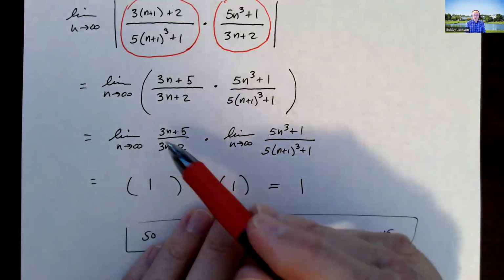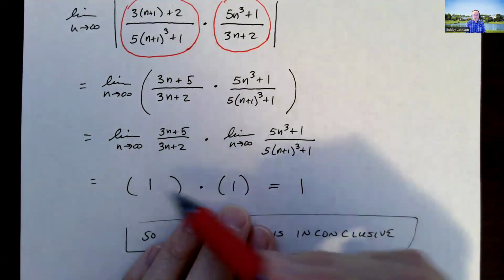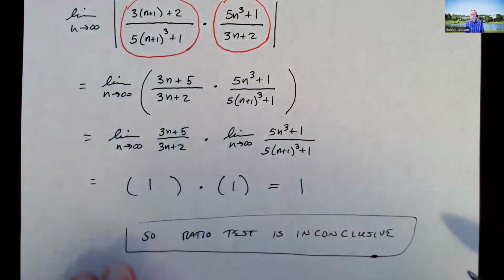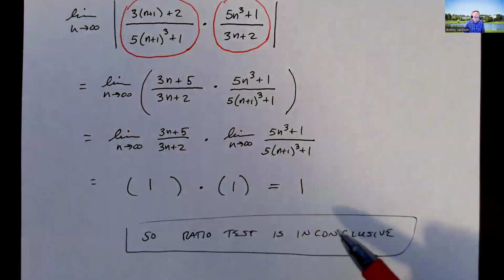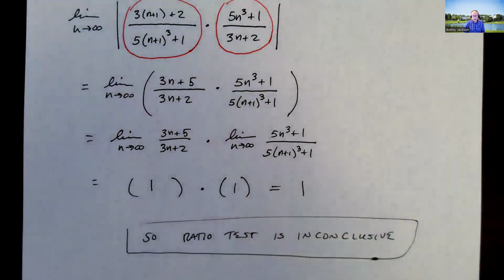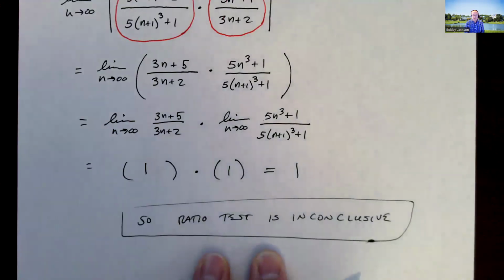Okay, but both limits exist, and of course they're both 1, and 1 times 1 is 1, so that's the limit. So what does that mean? Remember what we said about the ratio test. If this limit is 1, then the ratio test is inconclusive. And in this problem, that's what they want you to do, to use the ratio test to either show the series converges or diverges, or state that the ratio test is inconclusive. And so this is what we would state in this particular problem.